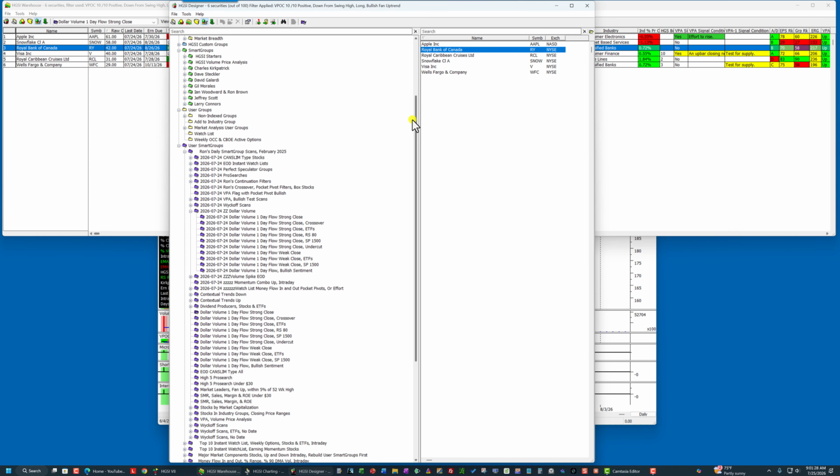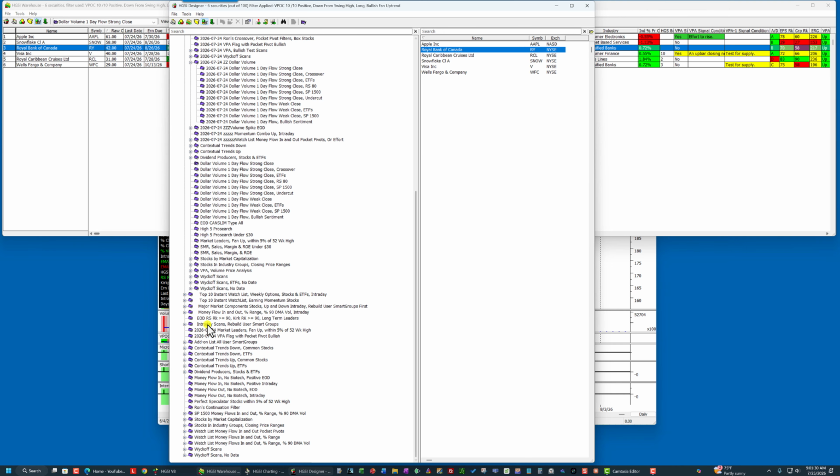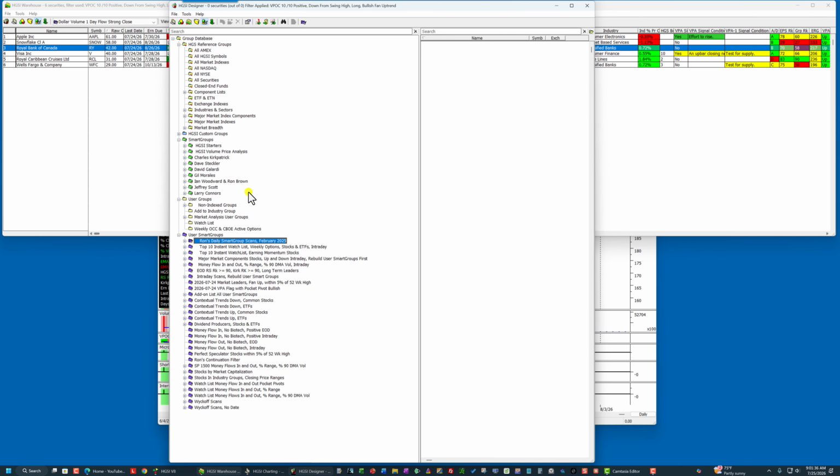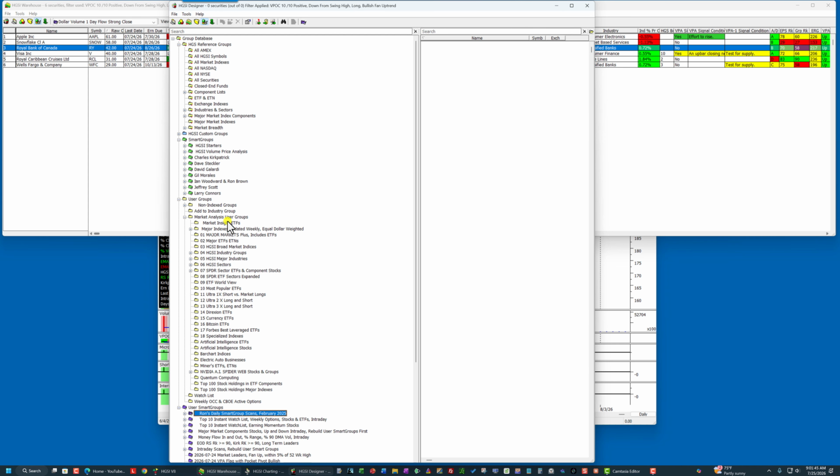I kind of like that dollar volume because you know that there's a lot of activity in here, but you can jump into, go to market analysis user groups. I like to look at the major markets plus. You can actually see it on the indexes too. Let's look at the mid 600s. So it works on indexes also.